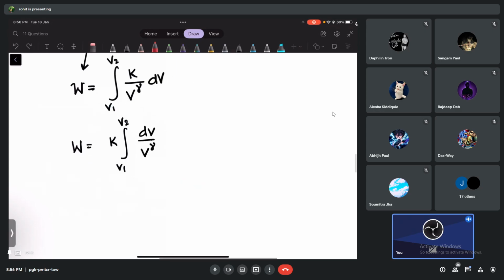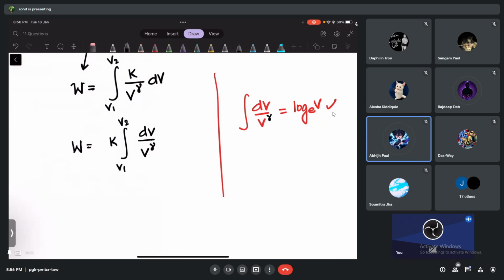Earlier it was like this. I wrote integration of dV by V, and I told you the answer is log to the base e of V. This is what we wrote earlier. But now I have a power gamma, so I cannot use this formula. This is only when the power of V is 1. Please remember this.